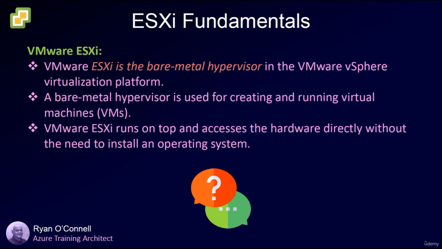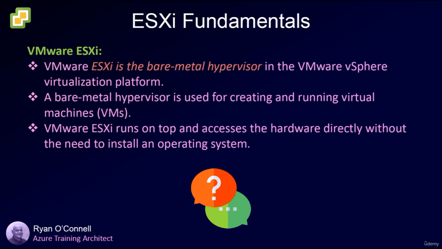So what is VMware ESXi? Well, VMware ESXi is the bare metal hypervisor in the VMware vSphere virtualization platform. A bare metal hypervisor is used for creating and running virtual machines, or VMs, and these can be Windows, Linux, or Mac OS. VMware ESXi runs on top and accesses the hardware directly without the need to install an operating system. So think of VMware as its own operating system that you would install directly onto the server.